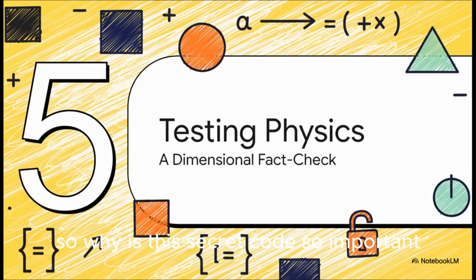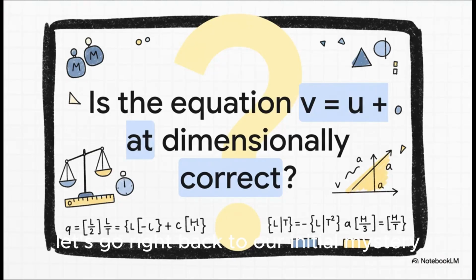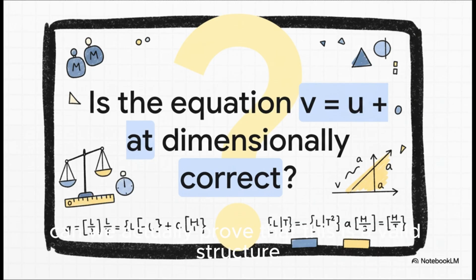So, why is this secret code so important? What's the big deal? Well, because it gives us that superpower we talked about at the very beginning. We can use dimensions as the ultimate fact checker for our physics equations. Let's go right back to our initial mystery. Take this famous equation of motion. Final velocity, v, equals initial velocity, u, plus acceleration, a, times time, t. Can we actually prove that this is a valid structure without doing a single experiment? The answer is yes, absolutely we can.